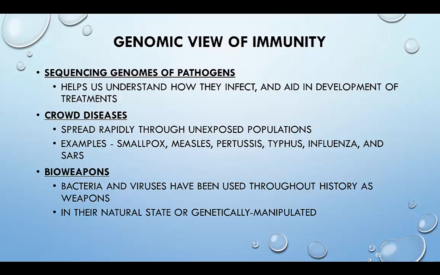Genomic view of immunity. We're looking at sequencing genomes of pathogens. This will help us understand how they infect and aid in the development of treatments. Crowd diseases, how do they spread rapidly through unexposed populations? So examples of crowd diseases are smallpox, measles, pertussis, influenza. And bioweapons, bacteria and viruses used throughout history as weapons in their natural state or genetically manipulated. And that's the end.